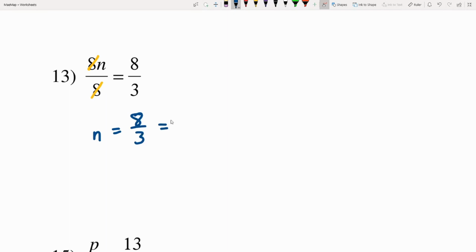So 8 divided by 3, when I enter that in my calculator, is 2.6 repeating. So that's 2.6, rounding to 7. On the worksheet, they left it as 2.66, but if we continued this on, that 6 would round up to 7. So I'm writing this as 2.67.